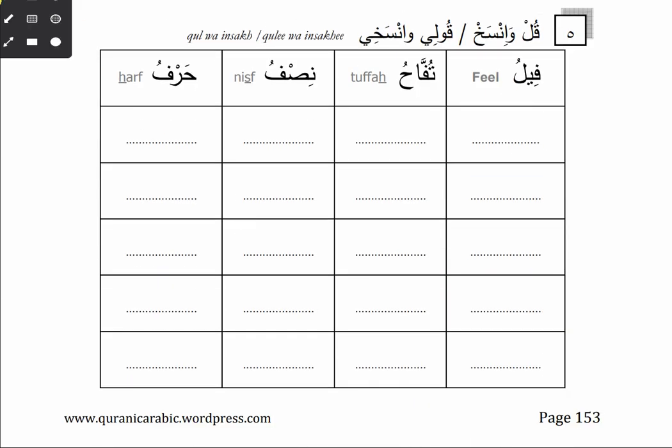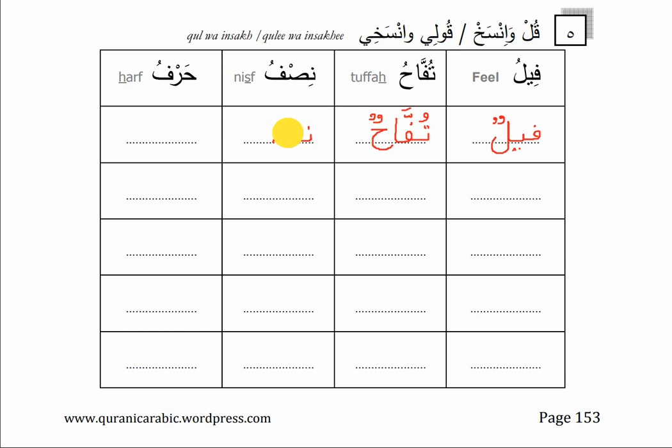Okay, we need to write the vocabulary. Feel. How are you going to write feel? Fa, ya, and lam. Feel. Elephants. Tuffah. Ta, fa in between, alif. Tuf, fa, and then ha. Tuffah.